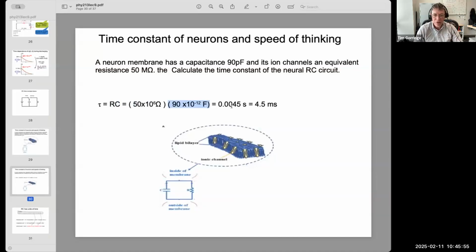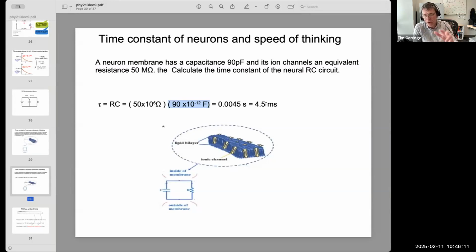It comes out to be 0.0045 seconds. It's 4.5 milliseconds. So this is the characteristic time for activating or deactivating a neuron. And this is a typical time of neurons. There are faster neurons, right?